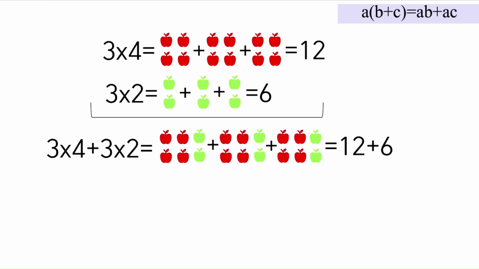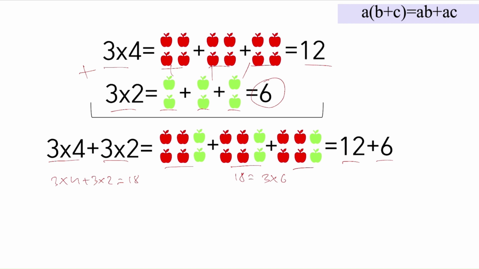Let's look at these examples. 3 times 4 is equal to 12, we know, but we can also write it as 4 apples 3 times, which is 12. Also, we can write 3 times 2 as 2 apples 3 times, which is equal to 6. If you add them, you will have 3 times 4 plus 3 times 2, which is equal to 12 plus 6. Also, if you add these apples, you will have 3 times 6 apples, which is 18. So 3 times 4 plus 3 times 2 is equal to 18. Actually, 18 is equal to 3 times 6 apples.